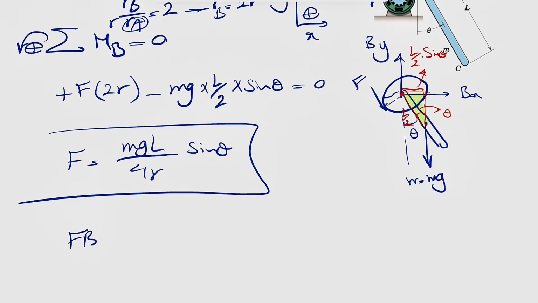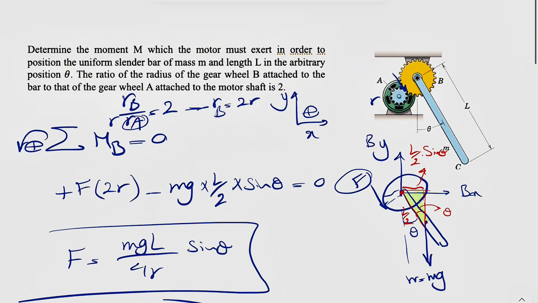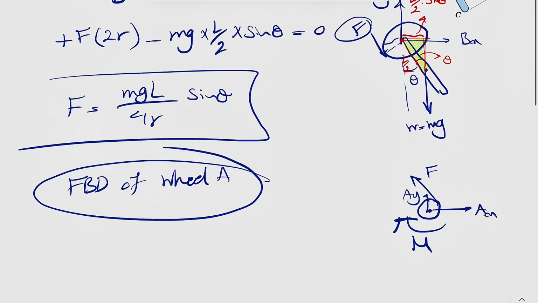Let's do the free body diagram of wheel A, the gear wheel A. Let's just draw this a little bit smaller. Based on Newton's law, we're going to have the same force F in the opposite direction. So that would be our F. Since we have a pin, we're going to have Ax and Ay, but we don't need to find those. And we have to consider one moment here, which is the moment that the question is asking. We need to determine the moment M which the motor has to exert.